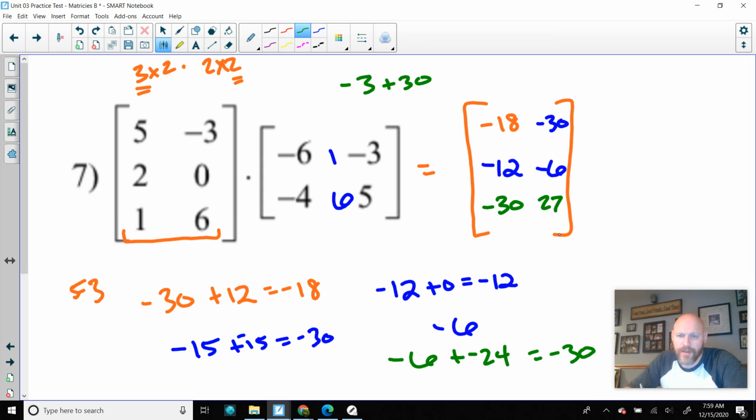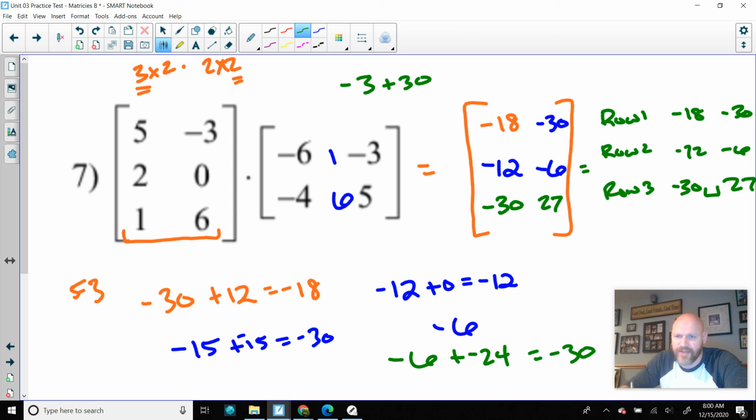Yep, there it is. Now, what's going to happen on your quiz, or your test, is I'm going to have a row 1, and you're going to have to type in a negative 18, with a space, and a negative 30. And then it'll ask for row 2, and that'll be a negative 12 and a negative 6. And then it's going to ask for row 3. And for row 3, you'll type in negative 30 with a space and a 27, just like you would with spaces on the other ones. And that's how you're supposed to type that in.